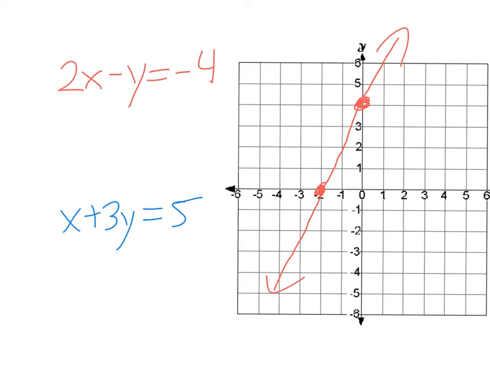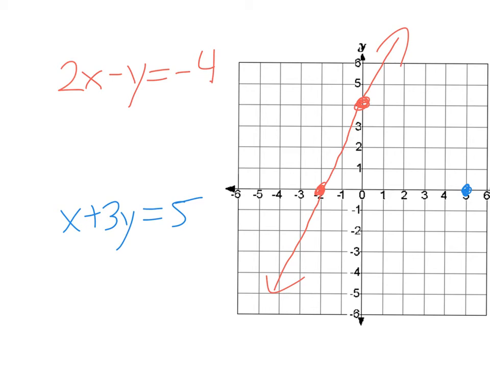On the second one, if I let x equal 0, y is 5/3. That's not good. I really don't like when that happens. Let's see what happens if I let y equal 0. If y equals 0, x is equal to 5. Well, that's good. I can use that. Sorry, I blew that. If y is equal to 0, x is equal to 5. There we go. I graphed that backwards, because it's (5, 0).